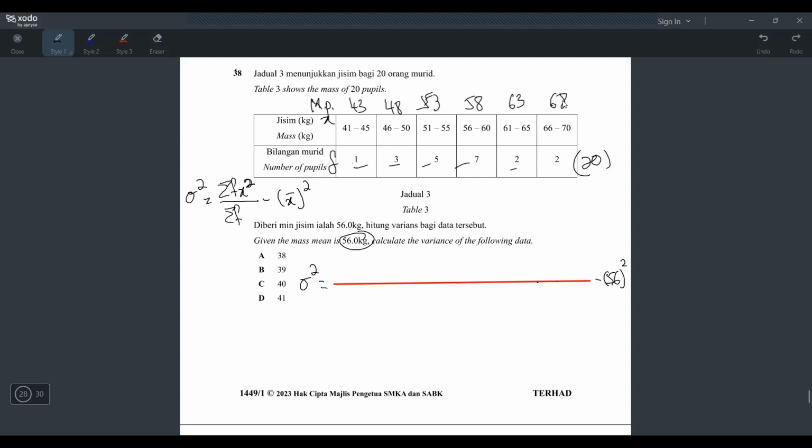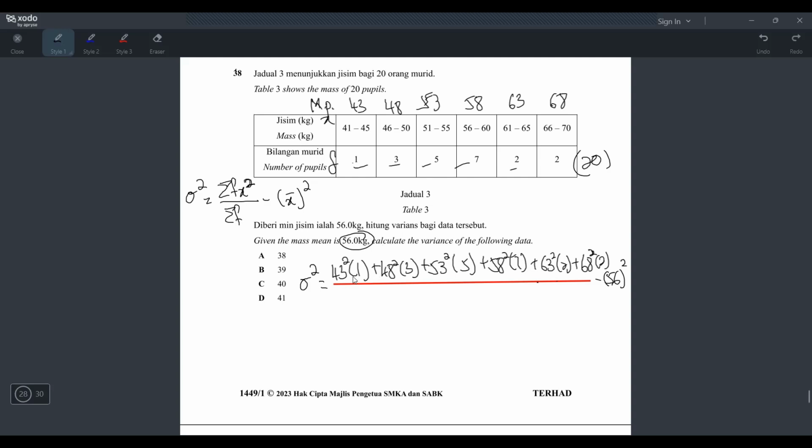All right. After you find your midpoint, now you can use this formula. So what's your formula? Not f times x then square. It's x square first, then multiply f. So it will be 43 square times 1, because 43 is your x. So square times 1 plus 48 square times 3 plus 53 square times 5 plus 58 square times 7 plus 63 square times 2 plus 68 square times 2. Just remember one thing. Never ever square the frequency. Nobody squares the frequency. Just remember that.